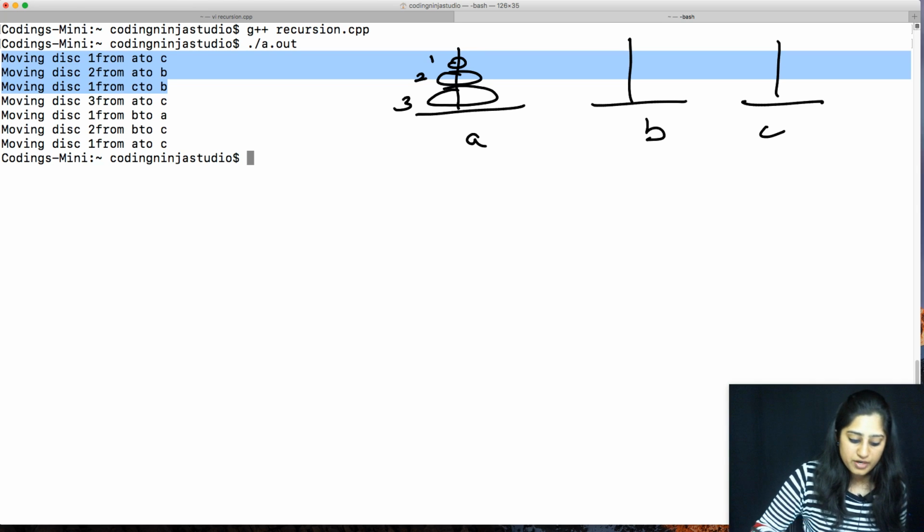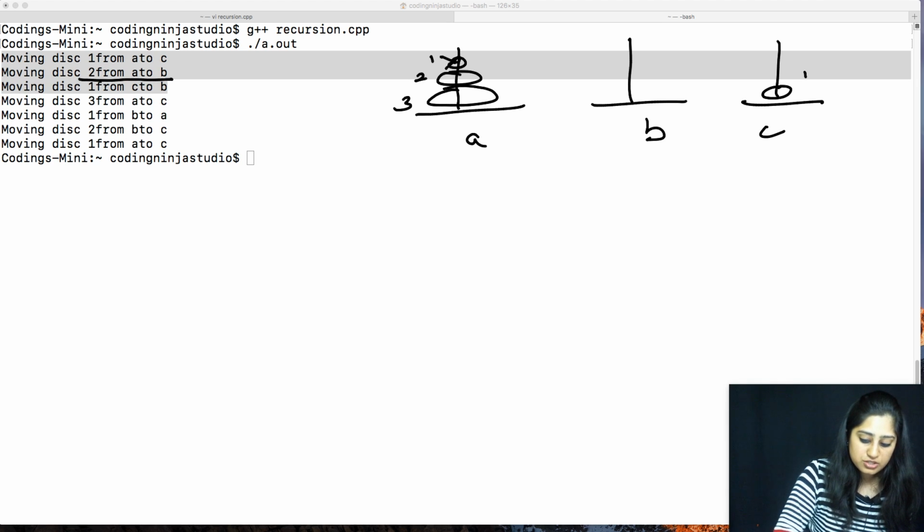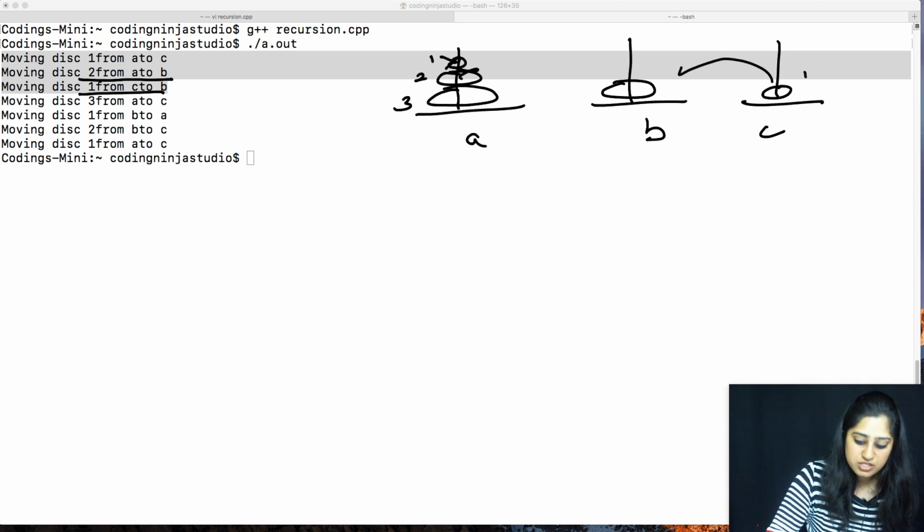What I should do is, I should move disk 1, this disk, from A to C. I will place 1 over here. Next step is move disk 2 from A to B. So move disk 2 here. Next is move disk 1 back from C to B. So I will place disk 1 here.